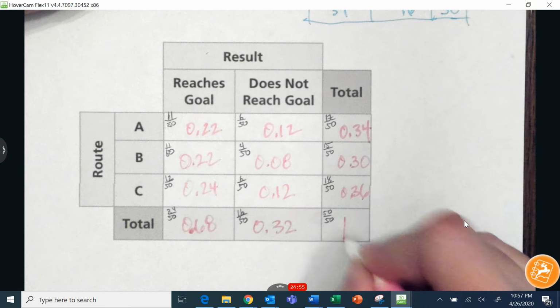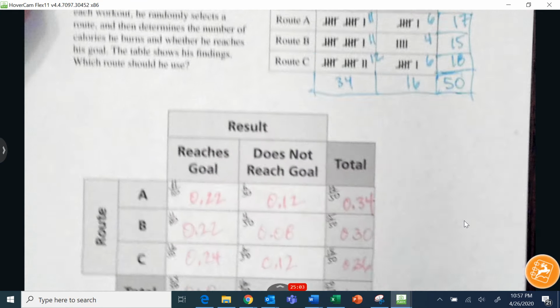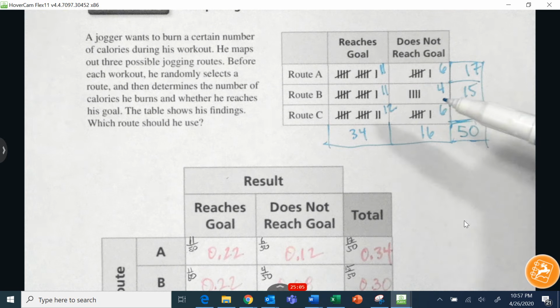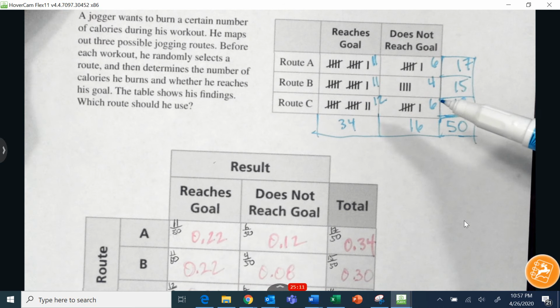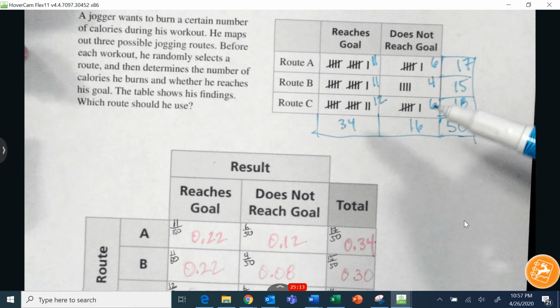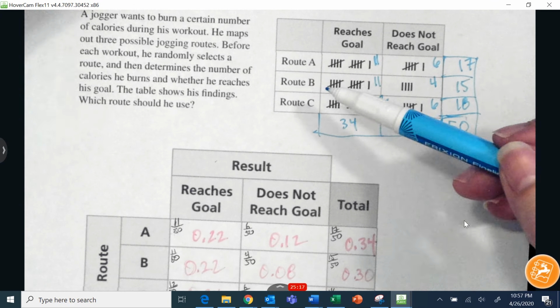And 50 divided by 50 is 1. All right, we have to determine which route would be best. Where does this jogger meet his goal the most? So what we're going to do is find the probability that he reaches his goal given that he takes a specific route. And we're going to compare those answers.